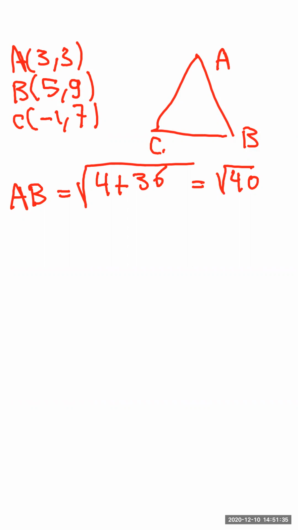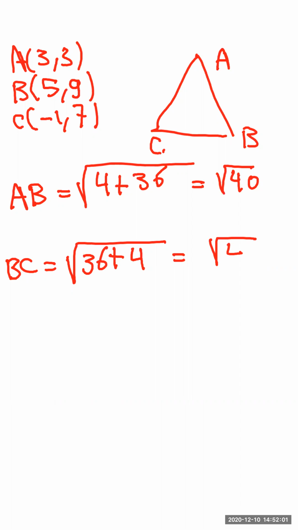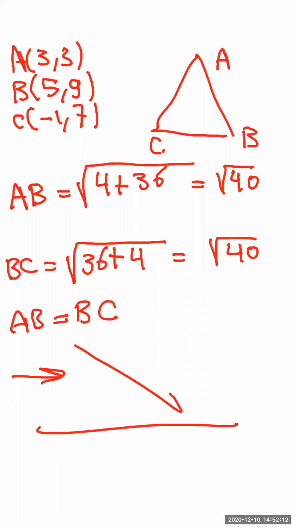Now get BC. It will equal the square root of x2 minus x1 squared. So negative 1 minus 5 means negative 6, squared, 36, plus 7 minus 9 equals negative 2. Negative 2 squared, so 4. So it will equal also the square root of 40. So now, guys, AB equals BC, so it's an isosceles triangle. That's it. Okay, guys, are we clear? Yes, Mister.